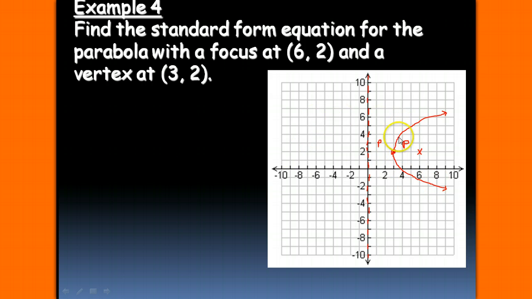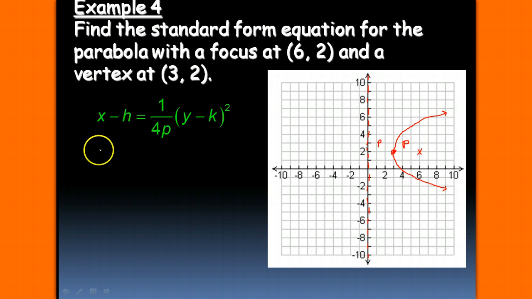So now that we know that it opens to the right, we have to use our formula for if it's right or left instead of up and down. So it's going to be this formula right here again. We're going to have x minus h equals 1 over 4p times y minus k squared. Okay, so again, same sort of thing again. We're just going to plug in some values.